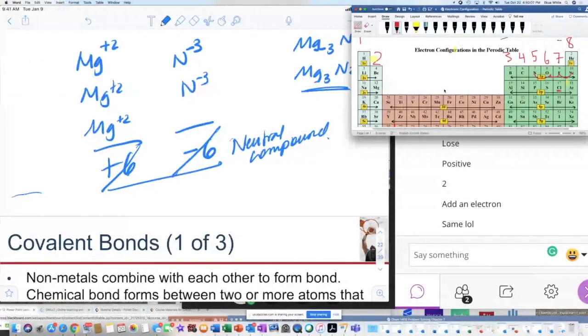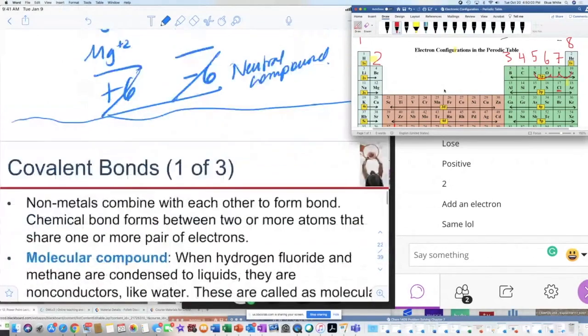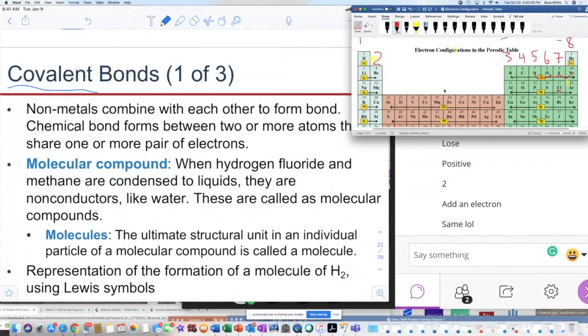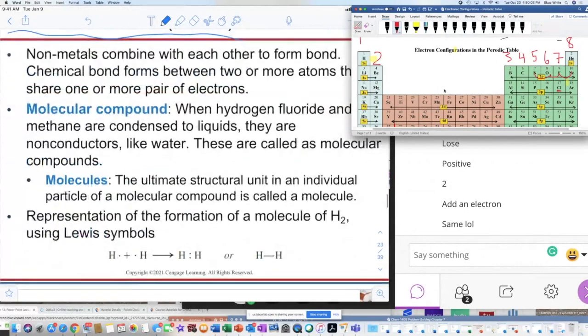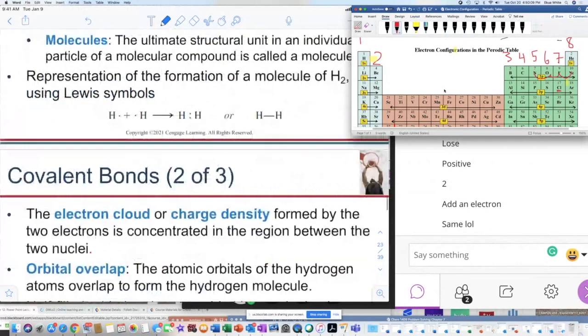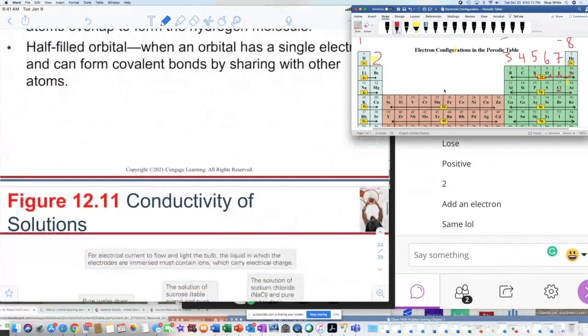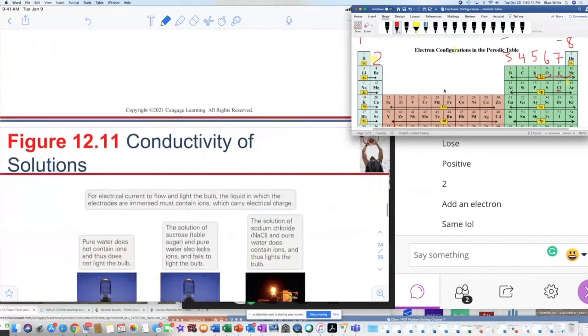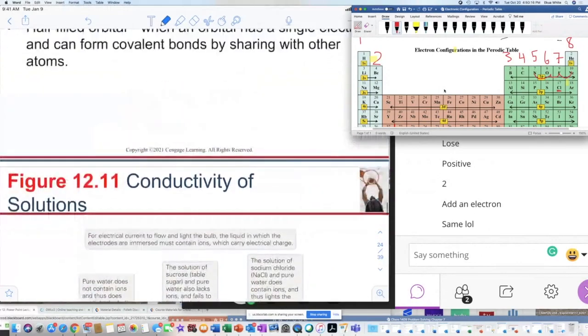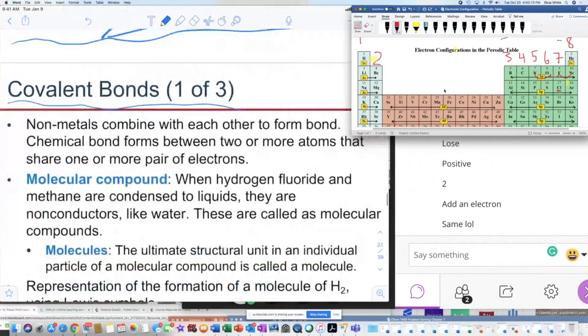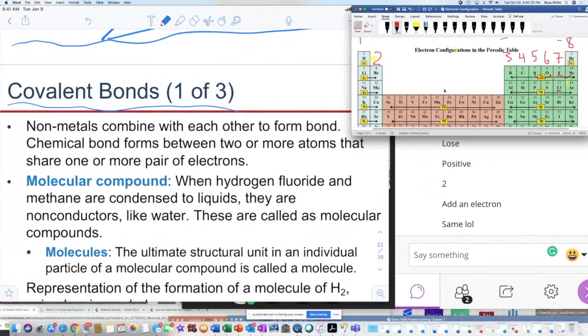Okay, so now that we've done ionic bonds, now I'm going to show you how to use covalent bonds. Once again, this topic is not very long. We're almost more than halfway through the slides, but the process itself is kind of long. In covalent bonds, what I want to do this time is show you the process, and then I'll go ahead and define.